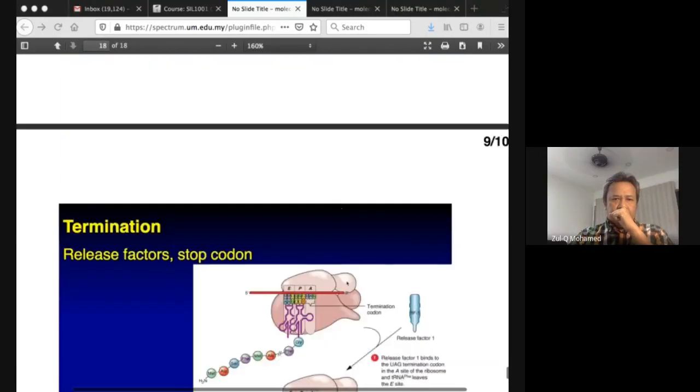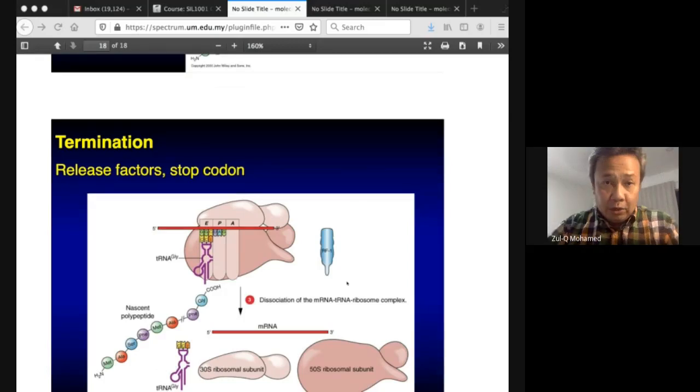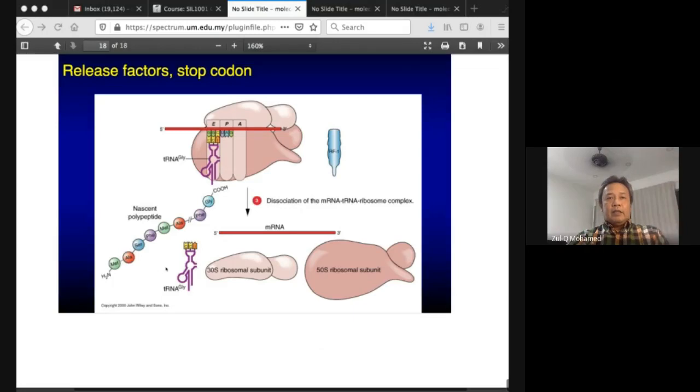These are the release factors. When it reaches the stop codons, there are no tRNAs for stop codons. What they have are the RFs, release factors, that recognize stop codons and bind to them, and this gives a signal for the ribosome to stop translation. And this is where the new polypeptide is also released. Okay, so that should take care of translation.